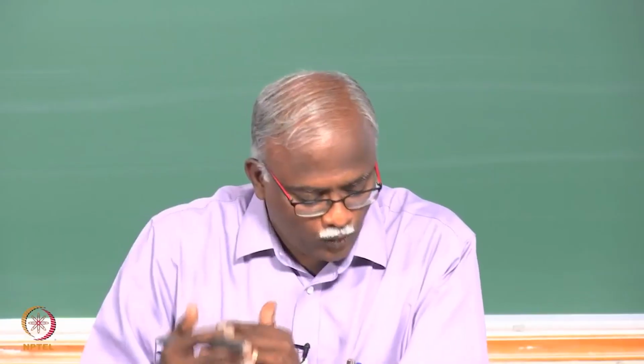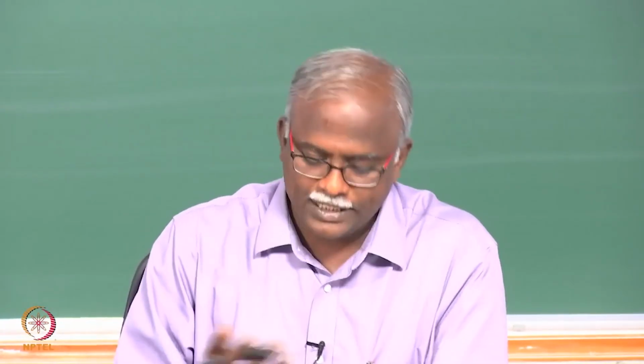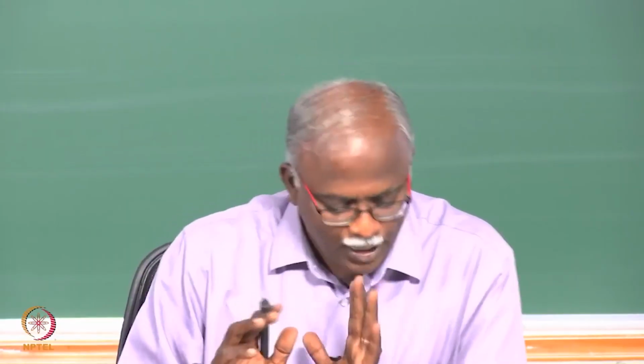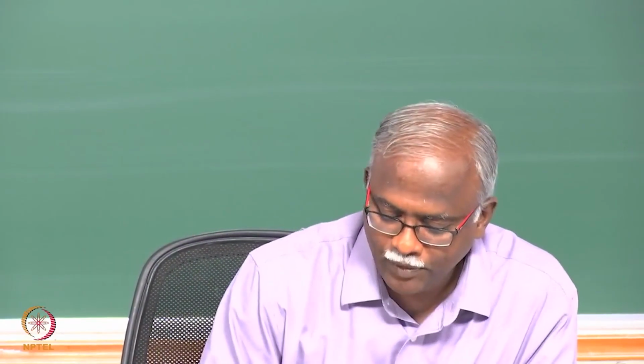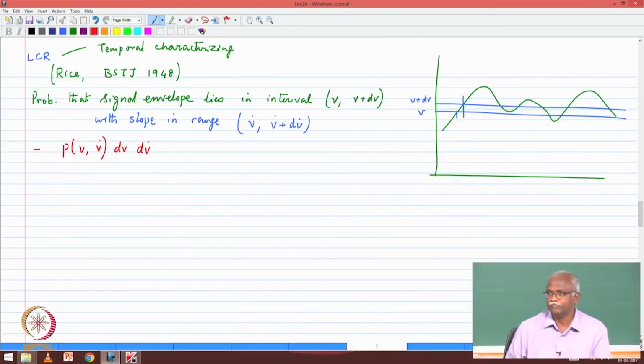What we know about V is that it is Rayleigh distributed. So, already we know one of the two variables. The second one is what distribution you can assume for V dot, and Rice assumed that it was Gaussian distributed, but that is secondary. Basically, the probability that it lies in this range can be given by the joint PDF of V and V dot multiplied by dV dV dot. So, based on calculus, this is the probability that you will lie in this region.